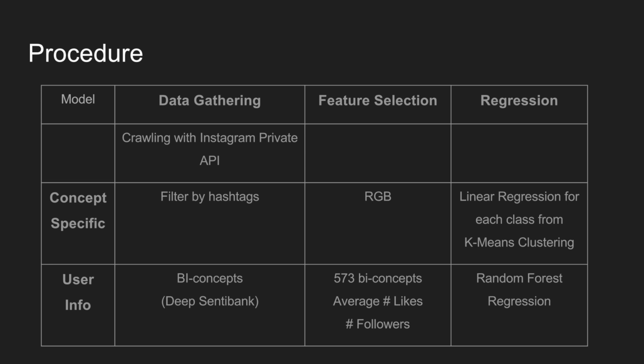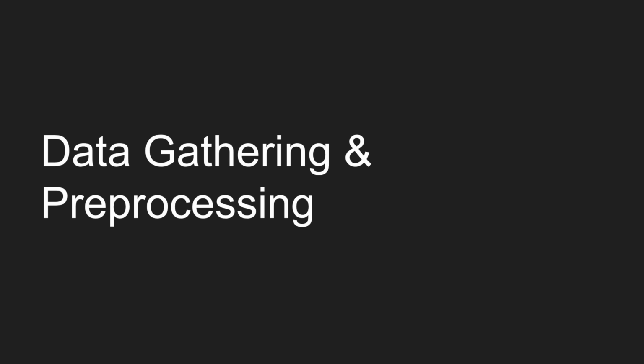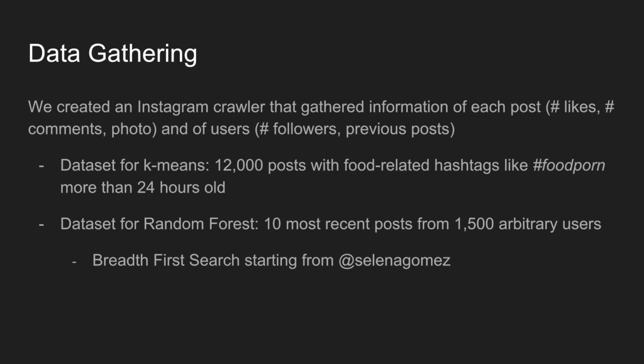So for each of our models, concept-specific and user info, we use two separate workflows from data gathering and feature selection to execution of regression. So let me explain how we process the data. For data gathering, we created an Instagram crawler that gathered information of each post, such as number of likes, number of comments, and photo, and of users, such as number of followers and previous posts.